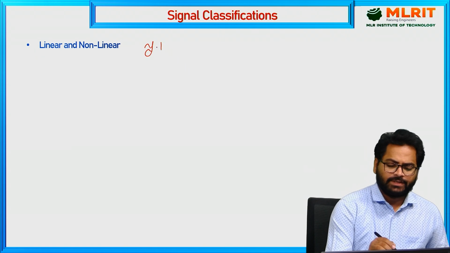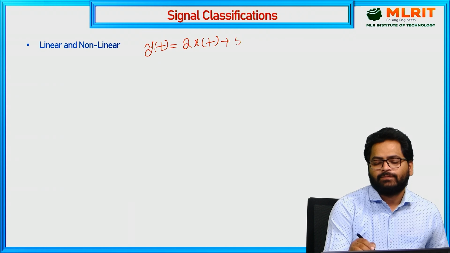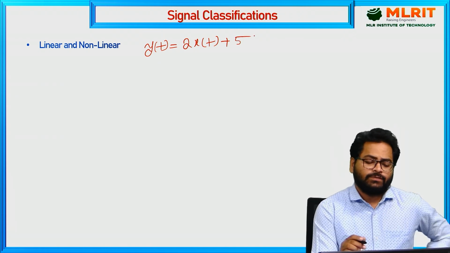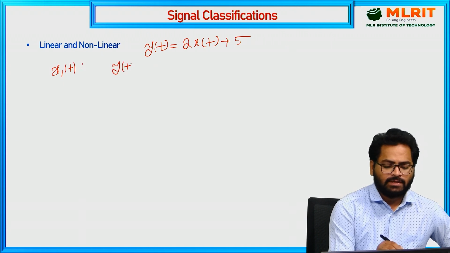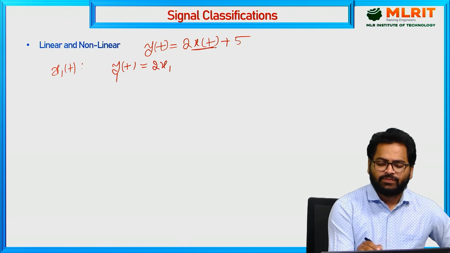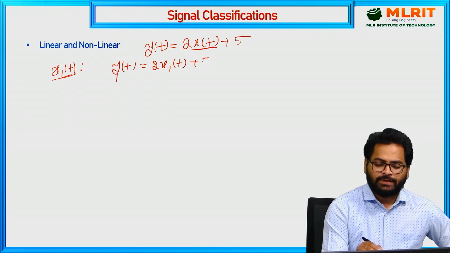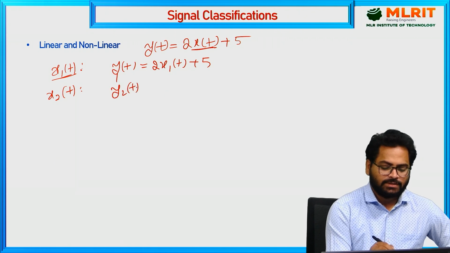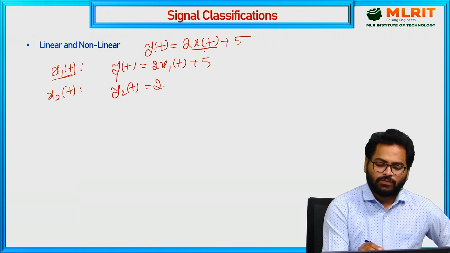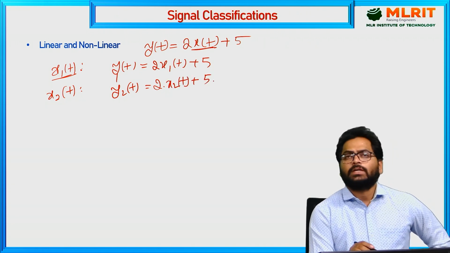Same example I can take: y of t is equal to 2 into x of t plus some constant phi. Similarly, do the same. X1 of t is an input, then y1 of t is the output. Wherever you find x of t, replace it with this input: first, 2 into x1 of t plus phi. Next, x2 of t is my input, and y2 of t is the output: 2 into x2 of t plus phi. So these are the two outputs.